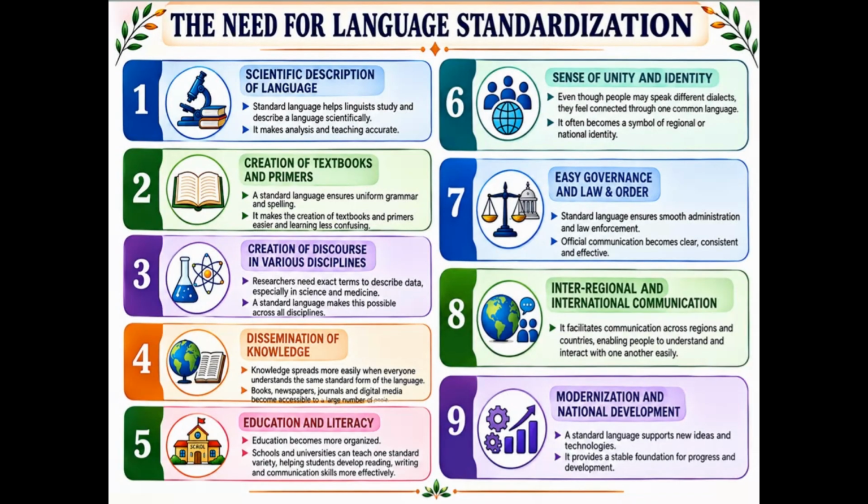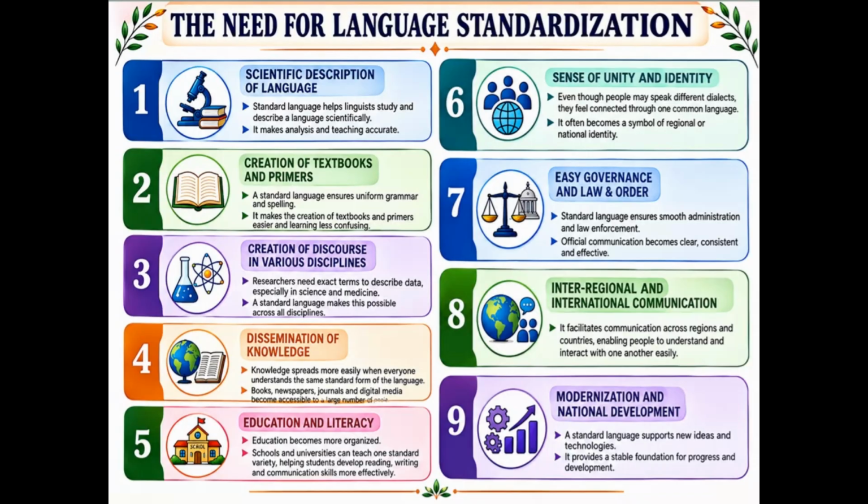Education and literacy. Education becomes more organized. Schools and universities can teach one standard variety, helping students develop reading, writing and communication skills more effectively. This also promotes literacy. A sense of unity and identity. Even though people may speak different dialects, they feel connected through one common language. It often becomes a symbol of regional or national identity.